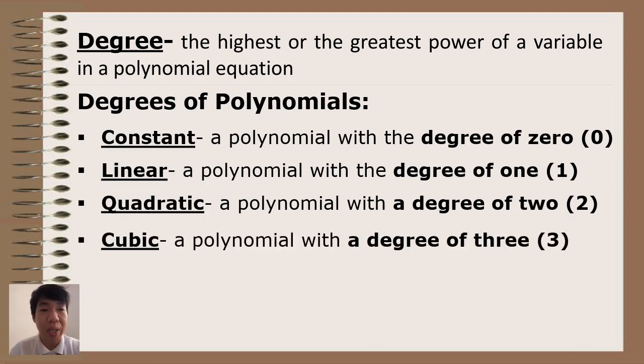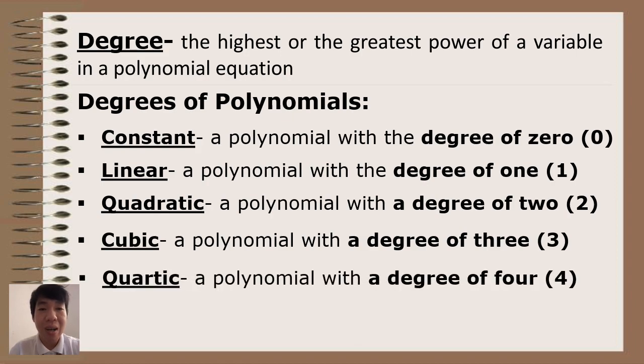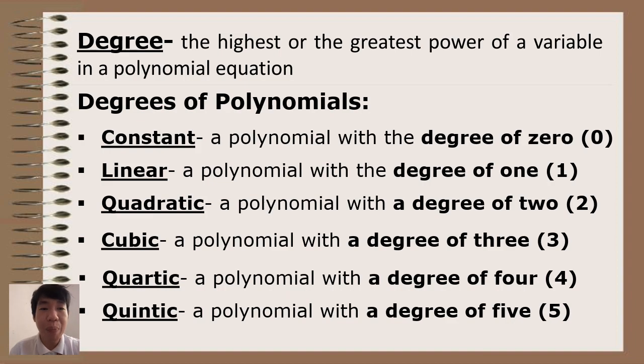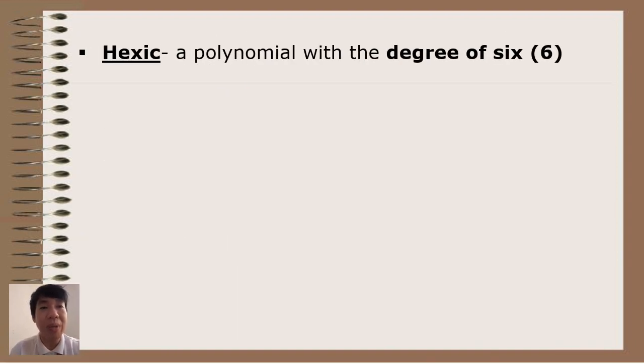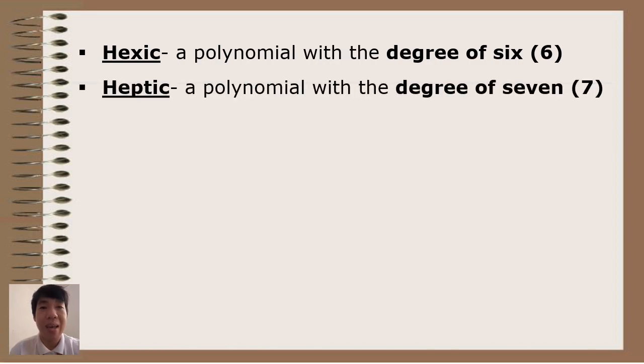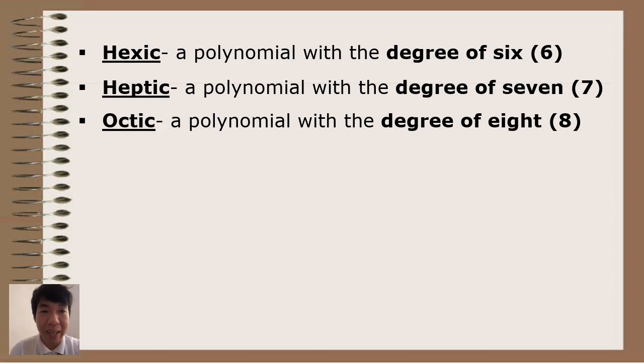Cubic, a polynomial with a degree of 3. Quartic, a polynomial with a degree of 4. Quintic, a polynomial with a degree of 5. Hexic, a polynomial with a degree of 6. Heptic, a polynomial with a degree of 7. Octic, a polynomial with a degree of 8.